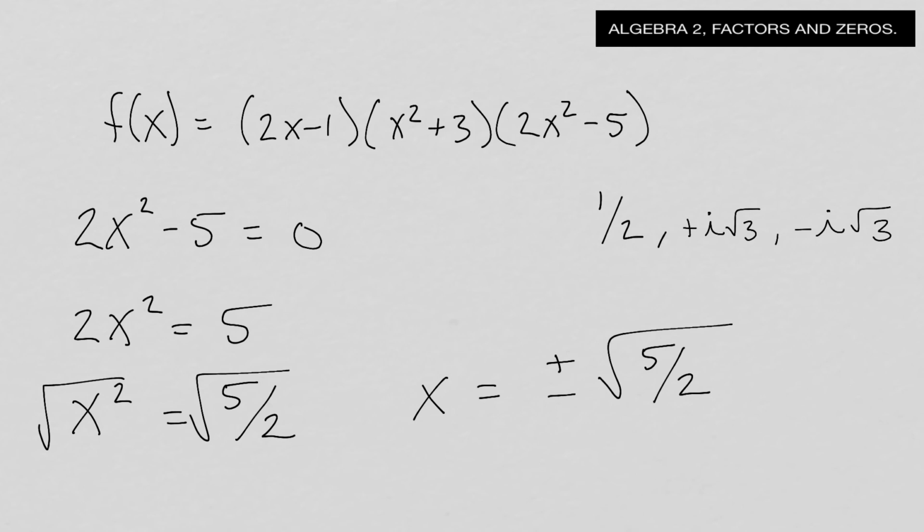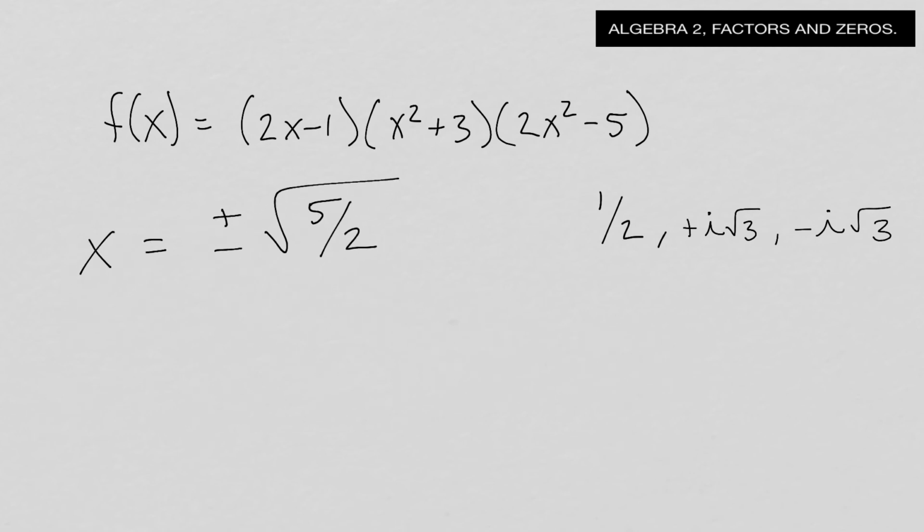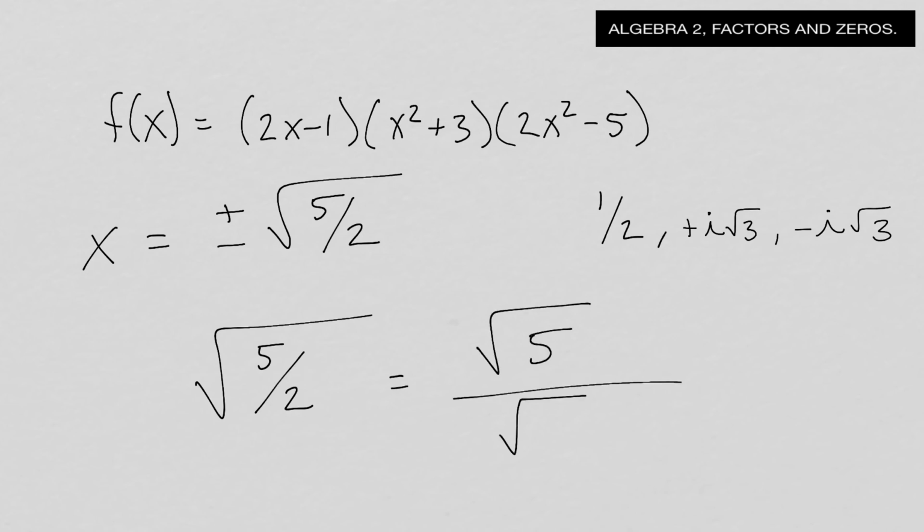Let's look at this plus or minus square root of 5 halves. Let's concentrate on just this square root, ignoring the plus or minus for now. This equals the square root of 5 divided by the square root of 2. When you have a square root sign and a fraction, you could represent it like this.